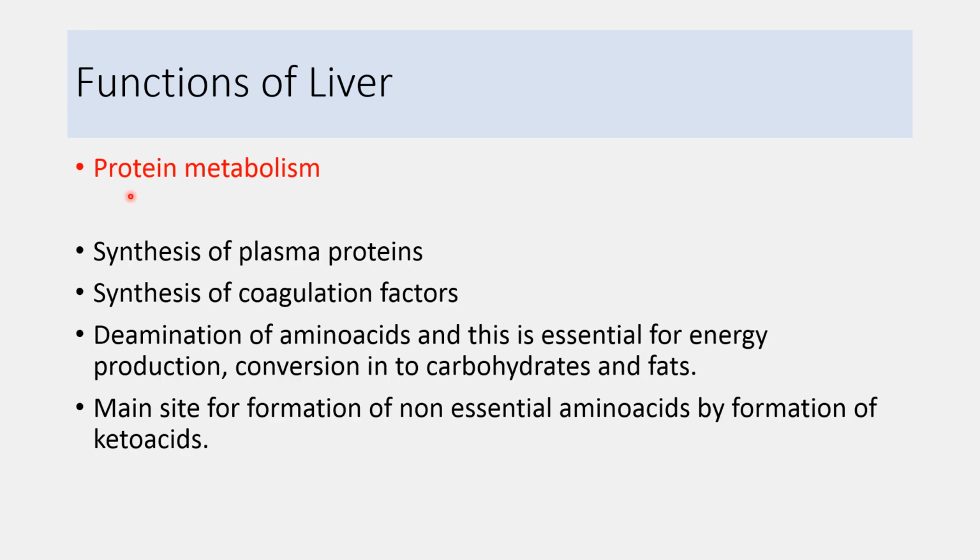Now, the role of the liver in protein metabolism. The liver is important for the synthesis of various plasma proteins except immunoglobulin, and for the synthesis of coagulation factors. Deamination of amino acids occurs in the liver and it is essential for energy production. Liver is the main site for the formation of non-essential amino acids by formation of keto acids.